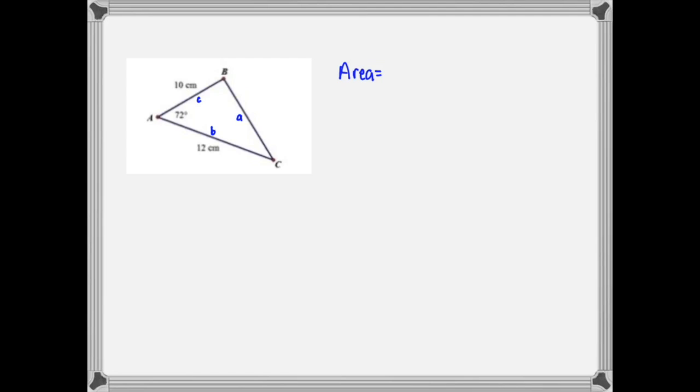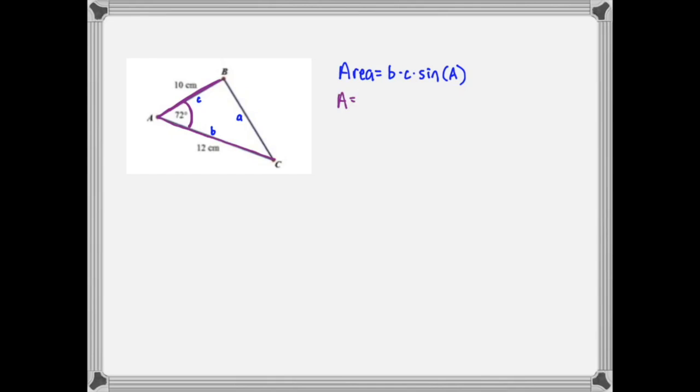So what we're looking for, remember, is that we're always looking for an angle, an included angle, and then the two sides that make up that included angle. And then we just plug it in and let it rip. So it looks like we are going to take sides C and B and the sine of angle A. So I'm just going to write B times C times the sine of angle A.